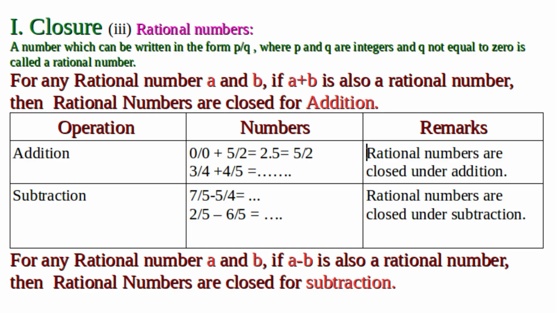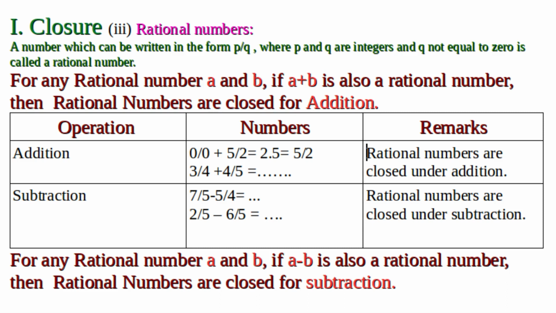Now the closure property comes to rational numbers, which we already discussed. A rational number means a number which can be written in the form p by q, where p and q are integers and q not equal to 0. For any rational numbers a and b, if a plus b is also a rational number, that means when we consider two rational numbers, their sum is also a rational number. Therefore, we can say that rational numbers are closed under addition.